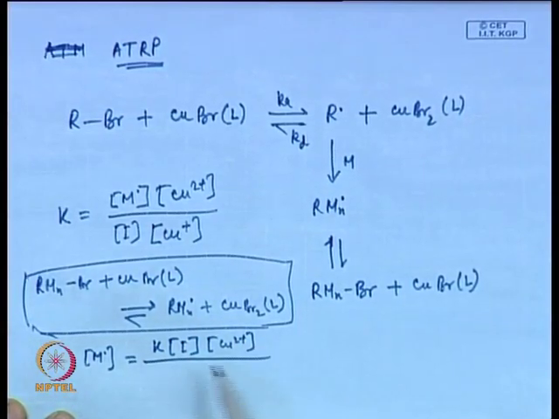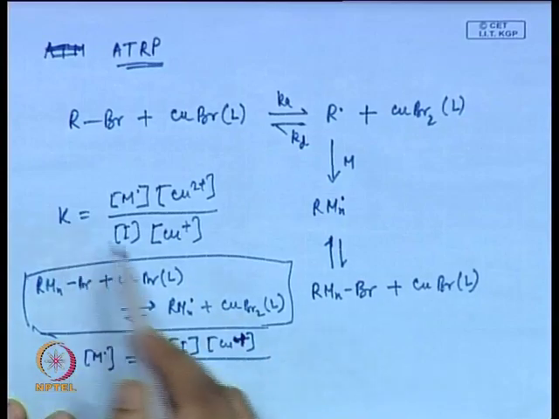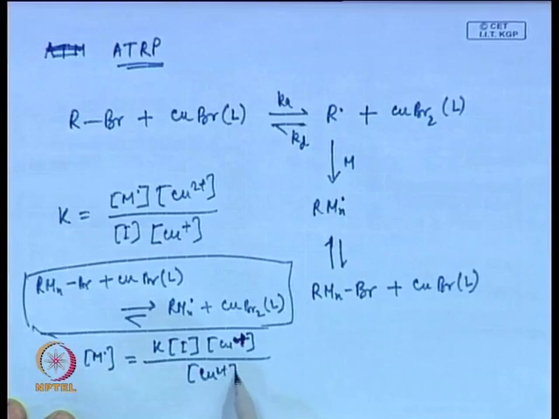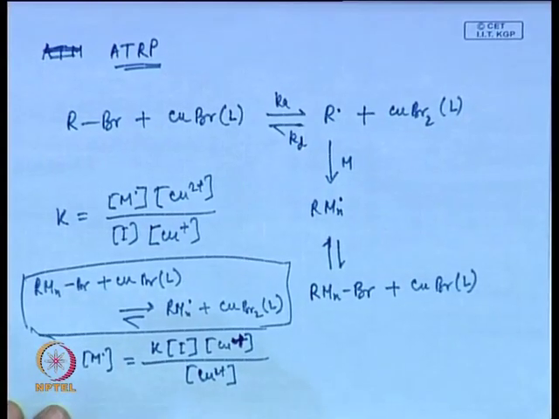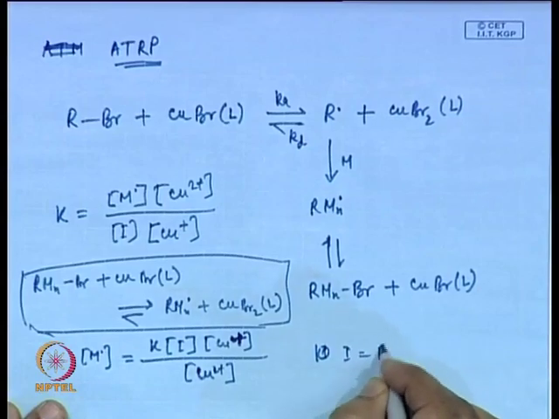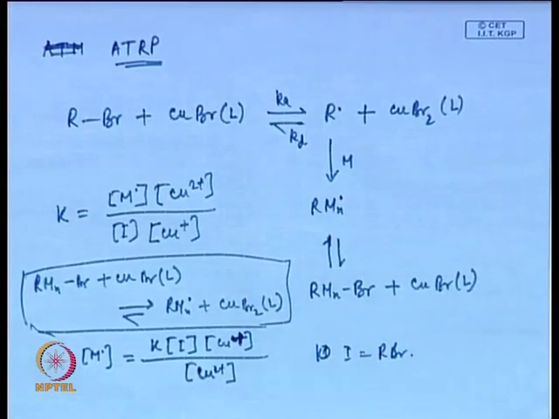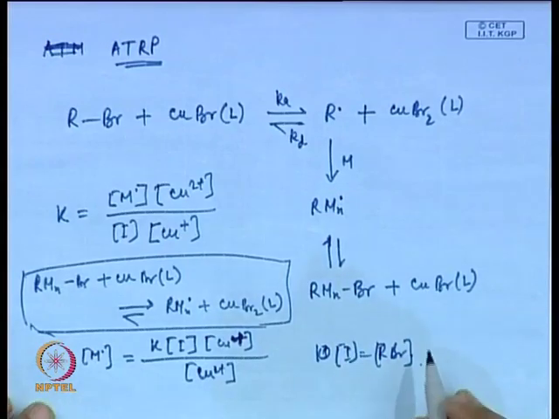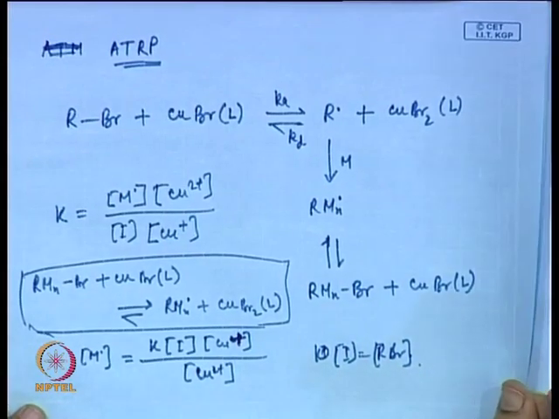K i Cu+ by Cu2+. I is RBR. Concentration of I here is the concentration of RBR. So, what is Rp?